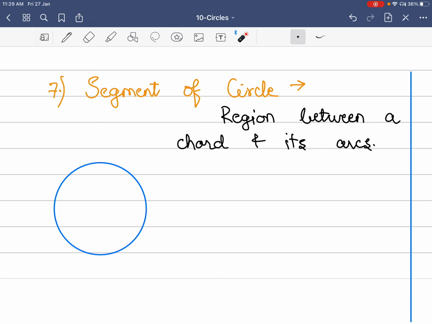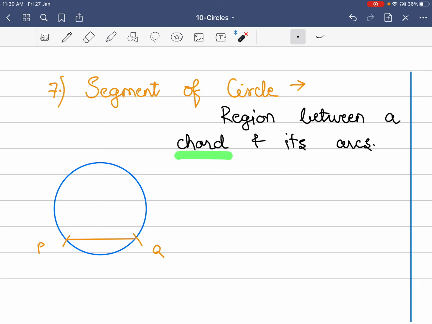So we all know from our previous video the definition of a chord. You take any 2 points on the circle. So I'm going to take this P and Q. A chord is just a line that connects these 2 points on the circle. So PQ is a chord. Now the region between the chord and its arcs.